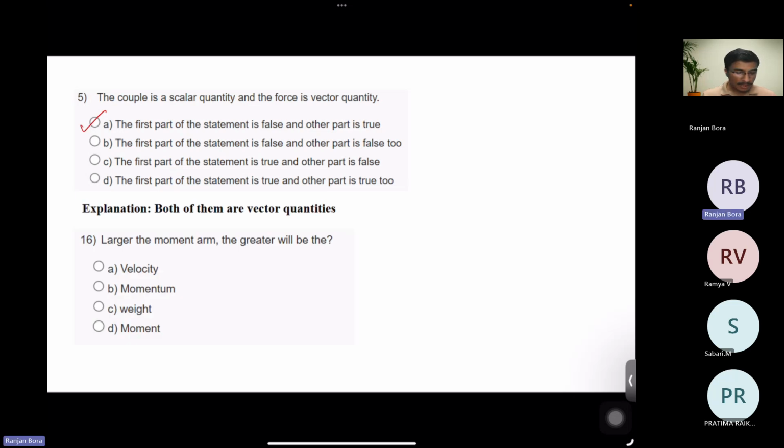And the next question related to moment is: the larger the moment term, the greater will be the what? So we have seen what a moment is. Moment is given by R cross F. And what is R? R is the moment term. So if this R is more, then the larger it is, the greater will be the moment. So D is correct.